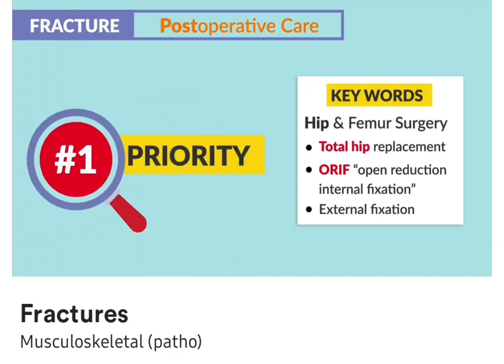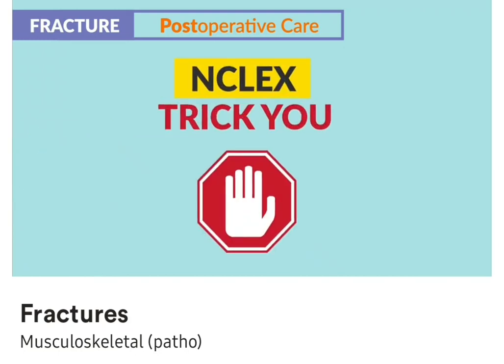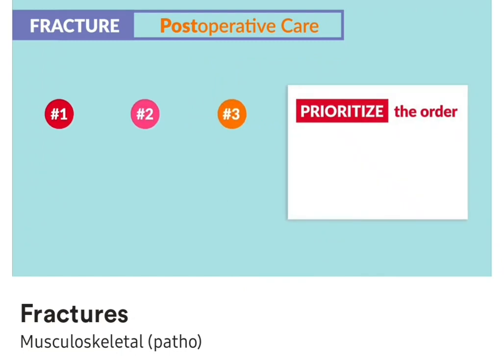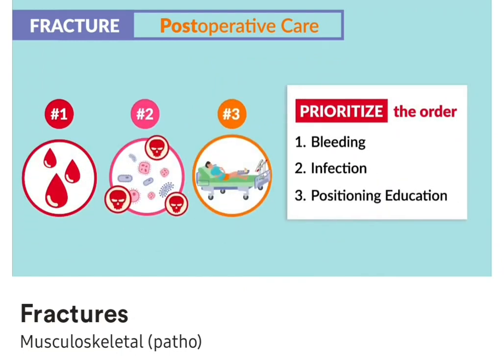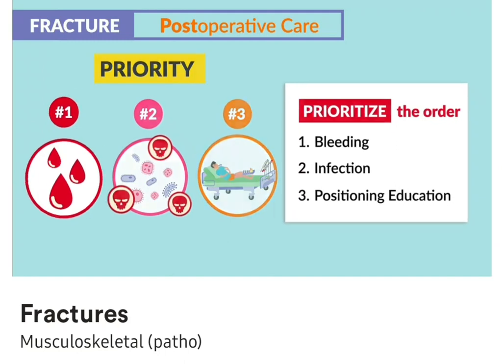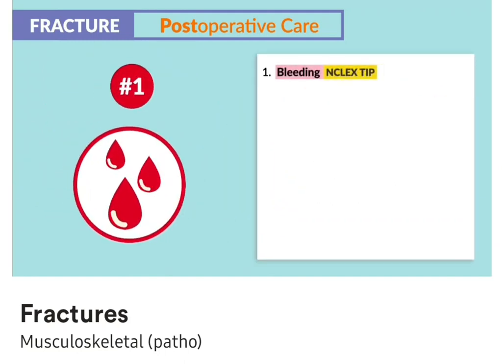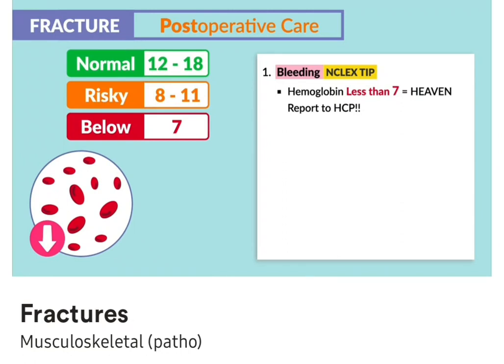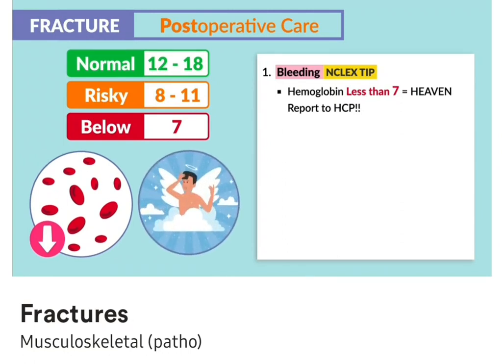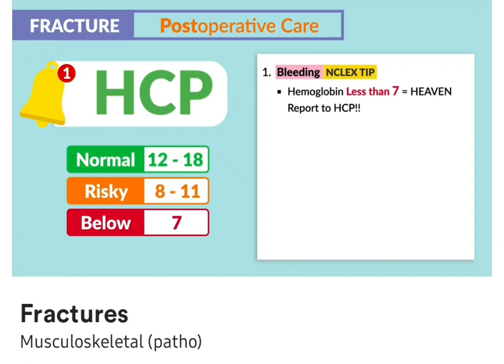Now the key point here is the priority or first assessments. So don't let the NCLEX trick you here. Always prioritize the order of bleeding first, infection second, and then third, position education. It's not enough to know the interventions. You must know the priority order here. So starting with bleeding, big NCLEX tips to write down. Any hemoglobin less than 7, send your patient to heaven. We must report this to the HCP.